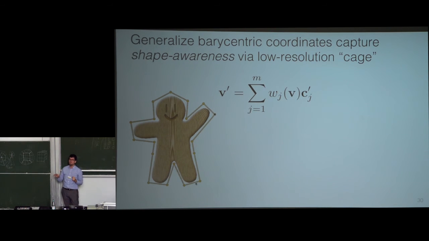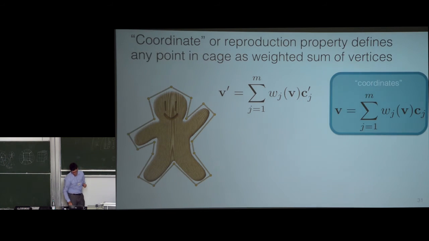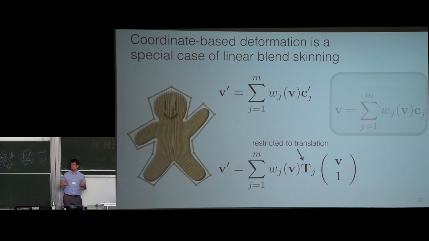So in some sense, this is a simpler direct skinning method than linear blend skinning. We don't have transformations of the control points. We're simply just blending the points themselves. But we have this extra condition that the weighting functions are coordinates. They're coordinates in the sense that they reproduce all the rest vertices. And we can actually see that this simple method of generalized barycentric coordinates is a special case of linear blend skinning, where we restrict all the transformation matrices to be translations. And I'll show that very simply here.